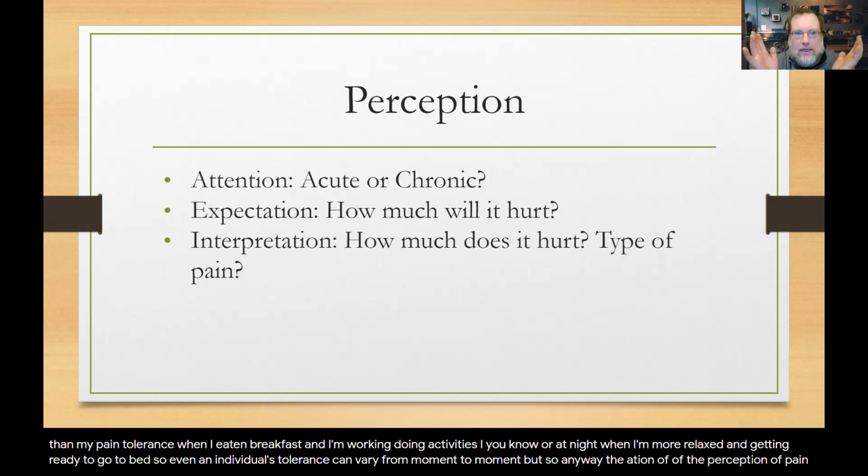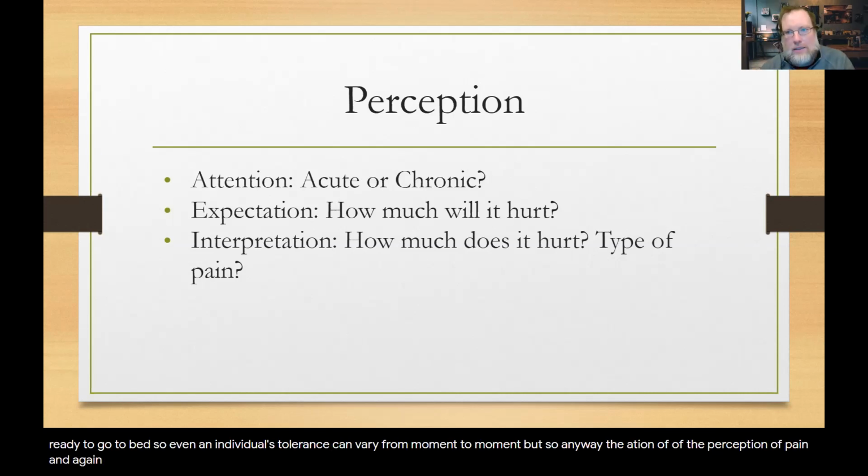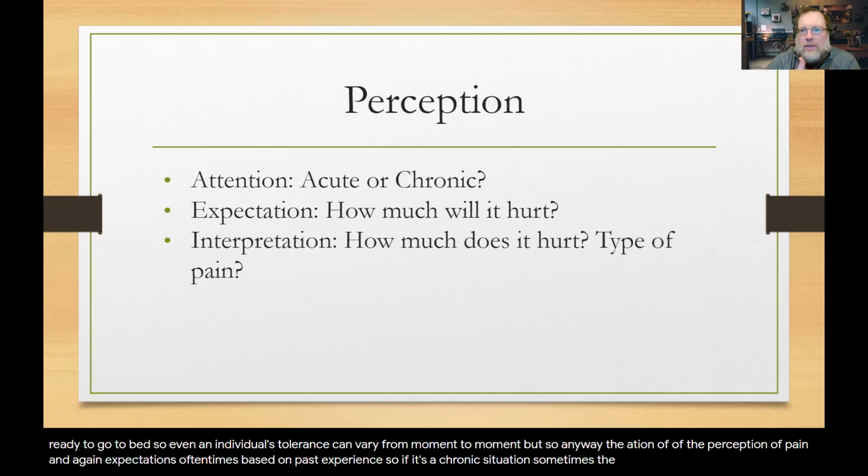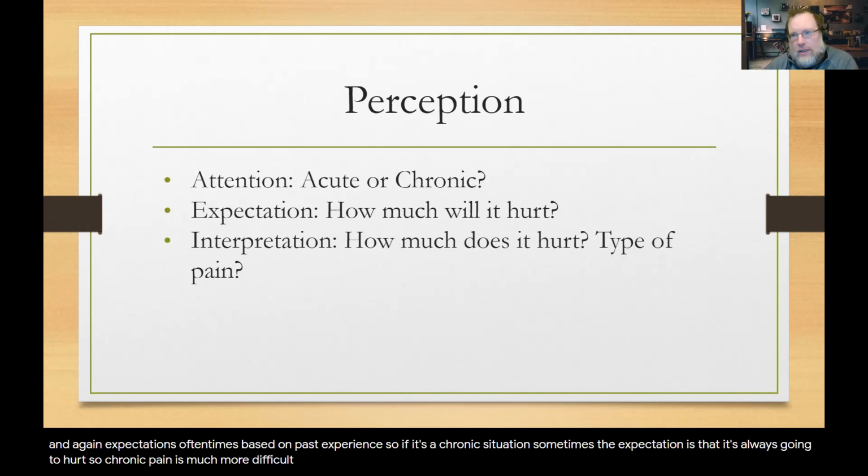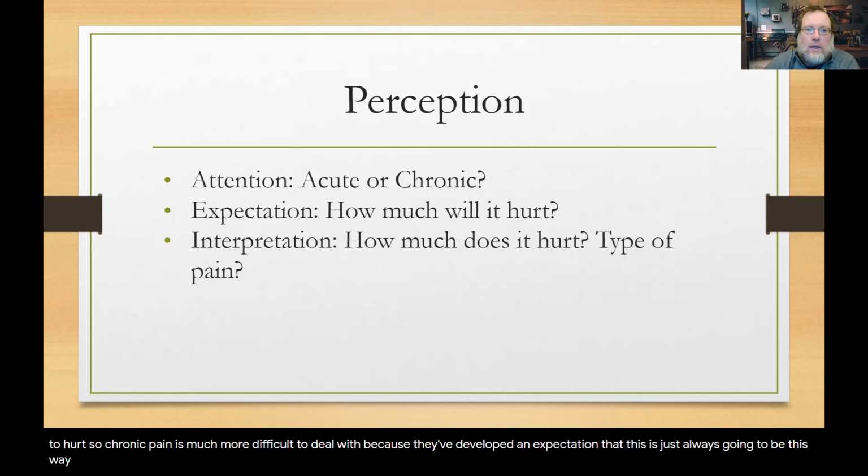And expectations are oftentimes based on past experience. So if it's a chronic situation, sometimes the expectation is that it's always going to hurt. So chronic pain is much more difficult to deal with because they've developed an expectation that this is just always going to be this way. So that leads into some of the mental health aspects that are associated with chronic pain.